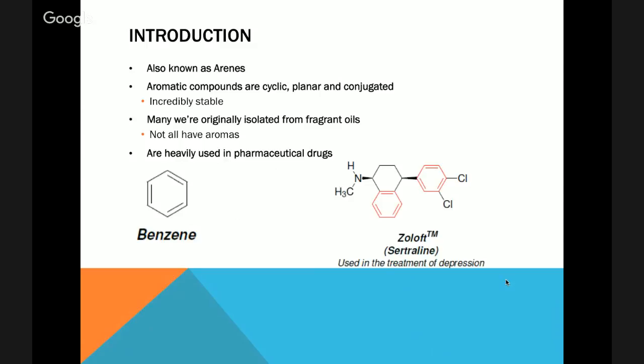And so here I have examples of two aromatic compounds. So first is benzene. Benzene is sort of a building block, so you'll see it again in a lot of other examples that I pull out throughout this video. Benzene is a very common aromatic compound. It's very simple. And here is Zoloft. I'll go more in depth about it later, but as you can see, it's made up of two benzene rings here.